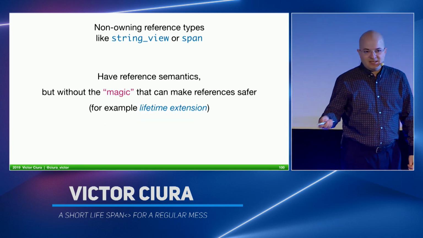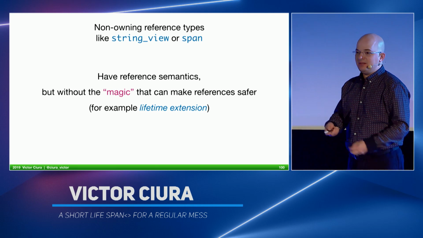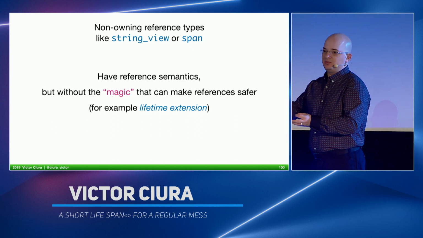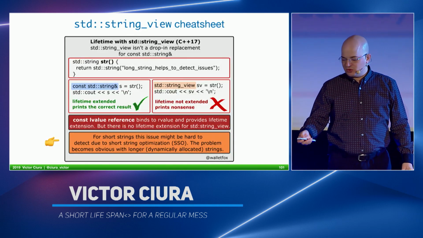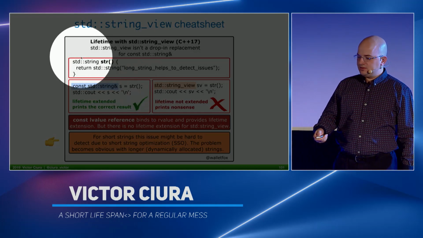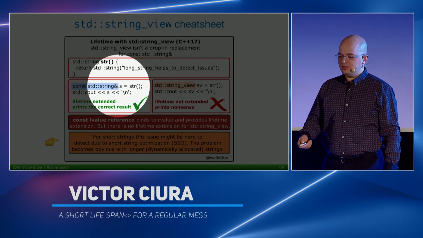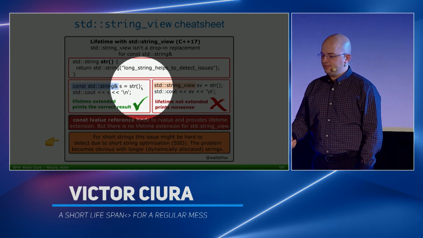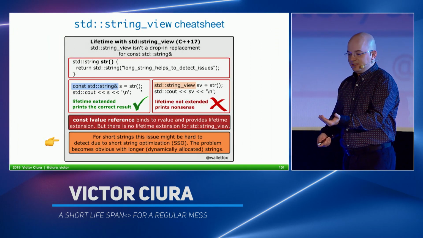So these types have reference semantics, clearly, but without the magic that can make references safer, for example, lifetime extension that const references provide. Think about const reference to string. Let's see a very short example here. We have a function that returns a temporary string, and we bind it to a const string reference. We've seen this pattern for many years now. This is the C++98 thing to do. And this extends the lifetime of the temporary string returned by the function in the lexical scope of that reference.